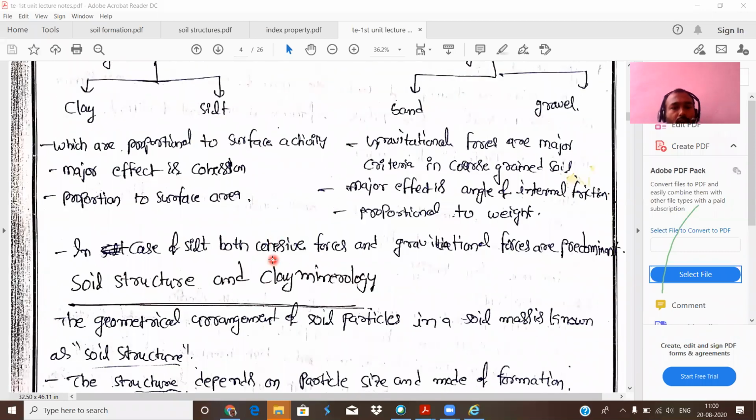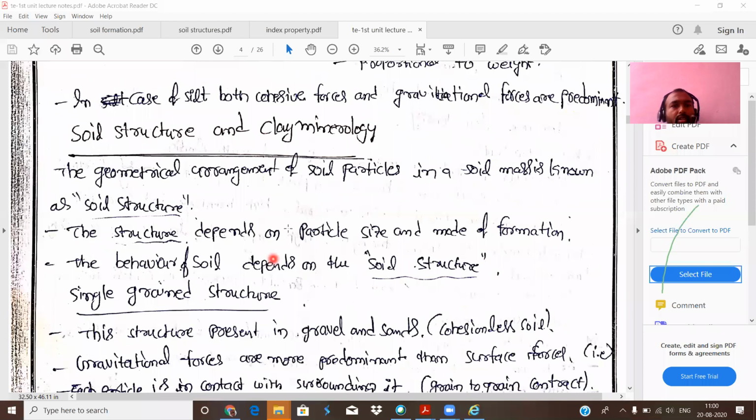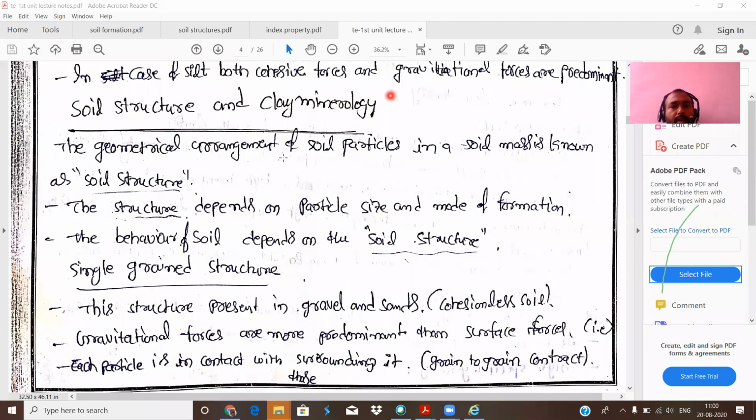Okay. Next one, soil structure. Soil structure means the geometrical arrangement of soil particles in a soil mass. How the particles are arranged in a soil is known as soil structure. Different soils have different types of structure, and this depends upon the particle size and the mode of formation. Some soils have large particles, some have smaller particles.